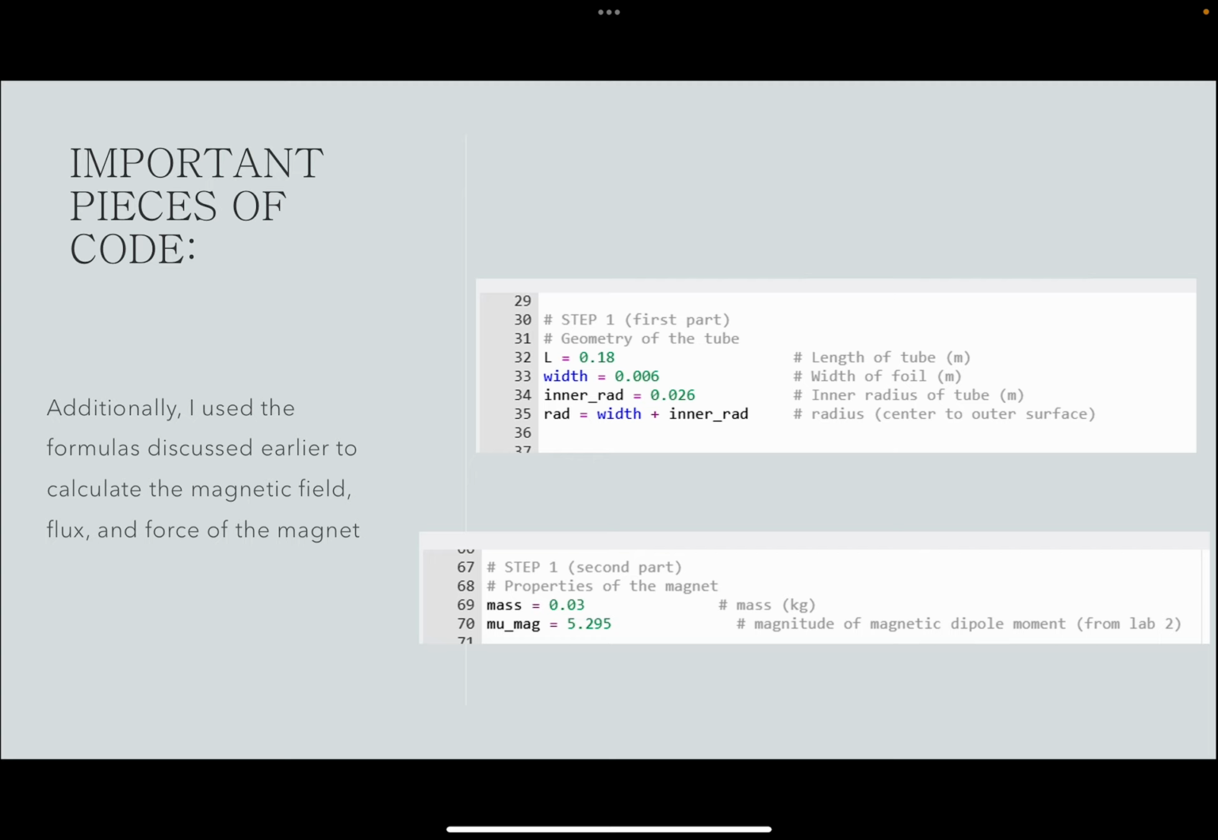The important pieces of code I used to model this were basically the initial conditions. So I put in all the data that I had collected, including the mass of the magnet, which was 0.03 kilograms, and the mu that I calculated in lab 2 of 5.295. Additionally, I used the formulas discussed earlier to calculate the magnetic field, flux, and force of the magnet, basically by breaking down the equations step by step in lines of code.